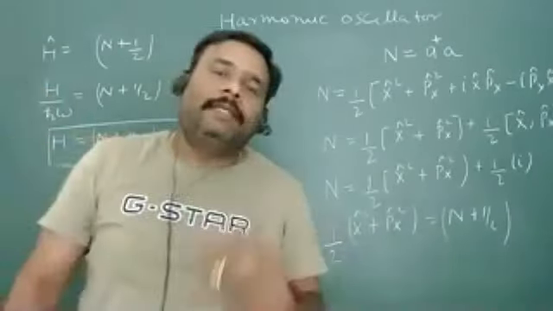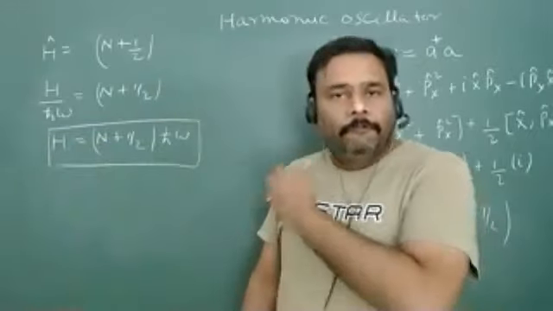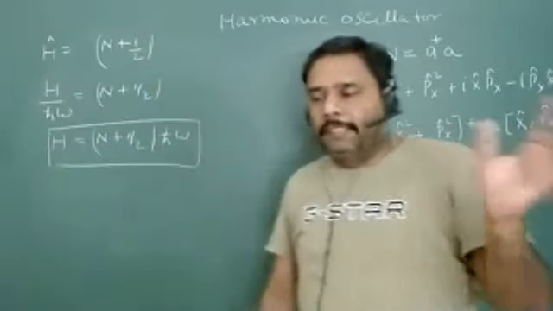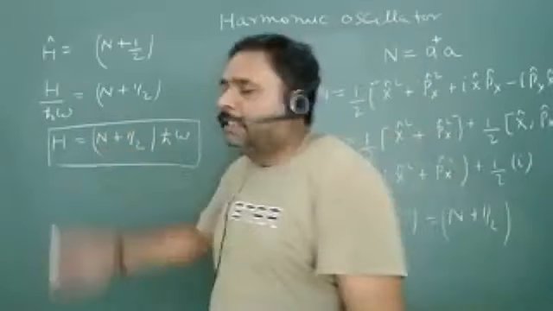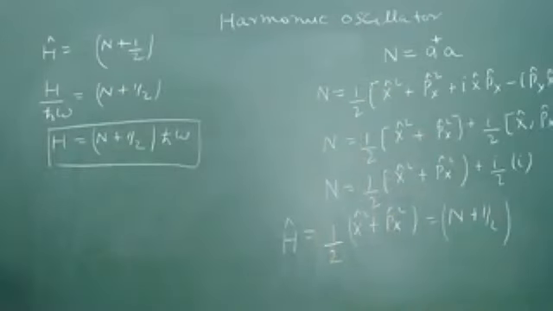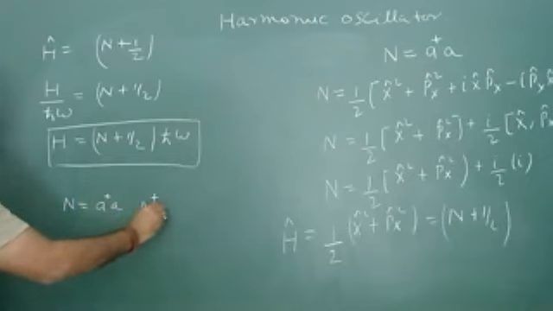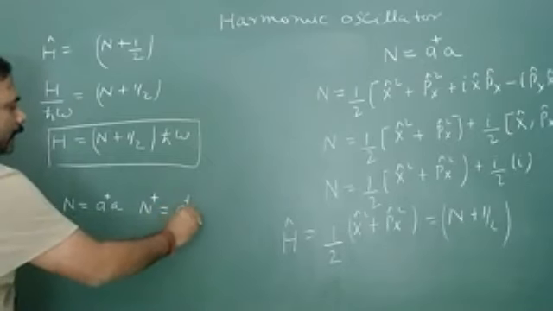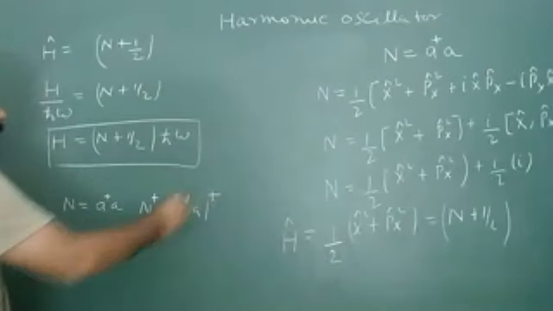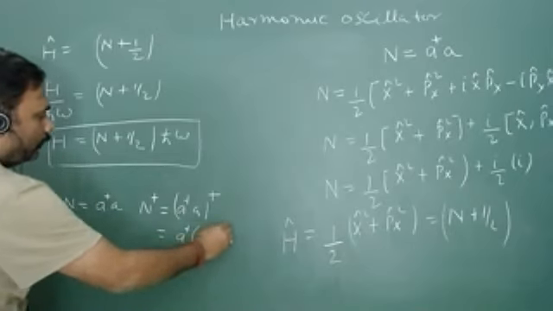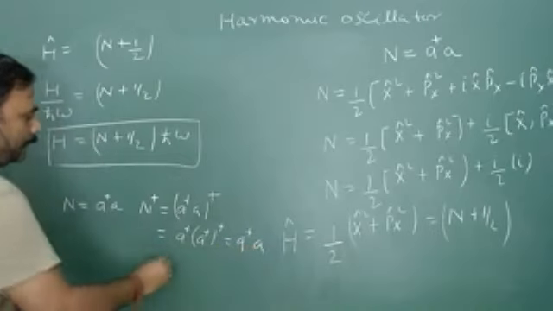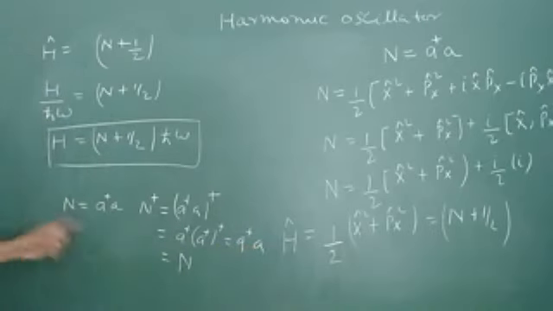All the square terms, all the unnecessary terms, we just remove by making it dimensionless, and we have this quantity. And please note, this n is Hermitian. Why is this n Hermitian? Because n is nothing but a dagger a, and if you take the dagger of n cap, that will be (a dagger a) whole dagger, and this will be a dagger a dagger dagger, which is a dagger a, that is n. So this is a Hermitian operator.